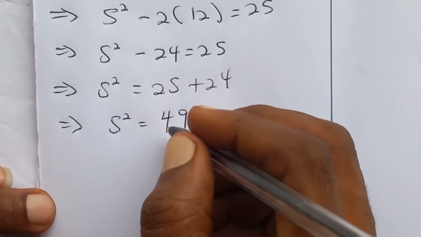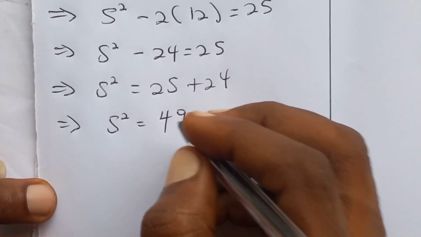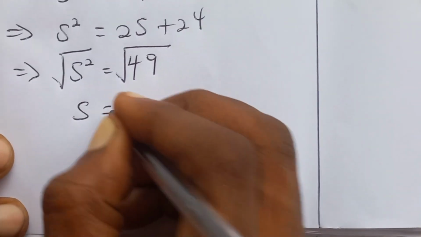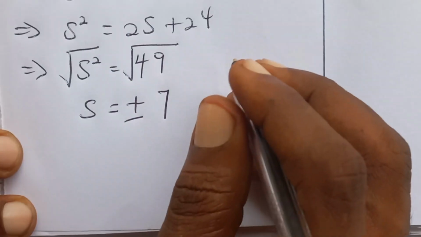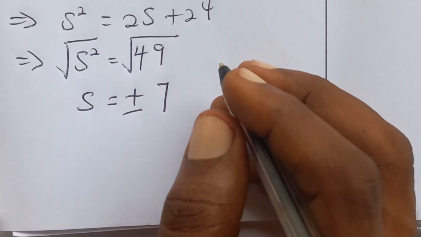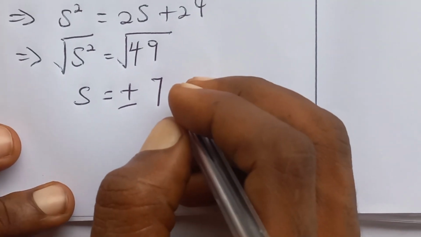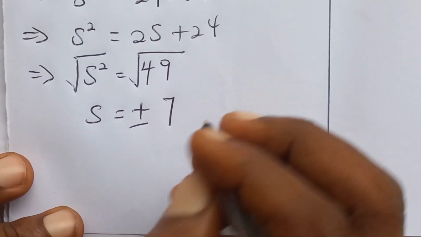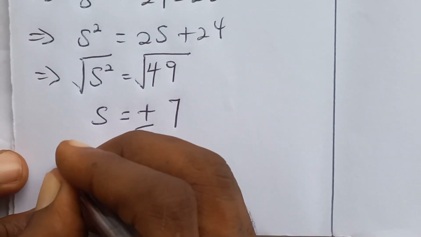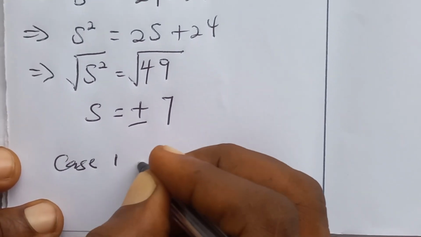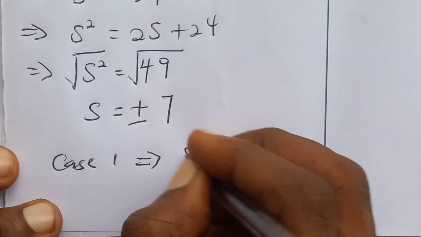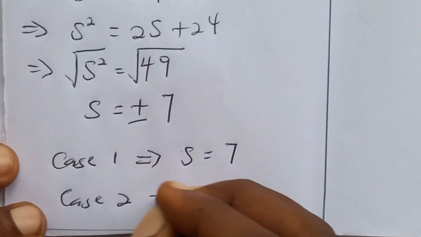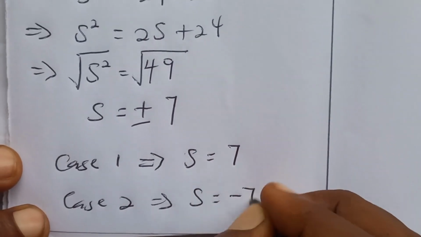Now we have to take the square root of both sides in order to get s. So taking the square root of both sides, you have s is equal to plus or minus 7. So we are going to use the plus and minus 7 to solve for our system of equations. Now we have two cases. Case 1 is where s is equal to positive 7, and case 2 is where s is equal to negative 7.